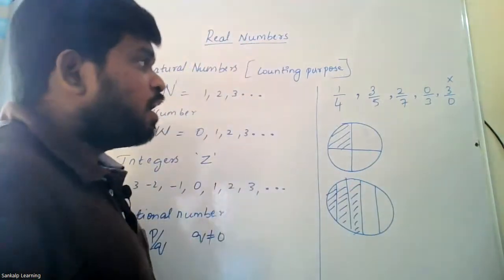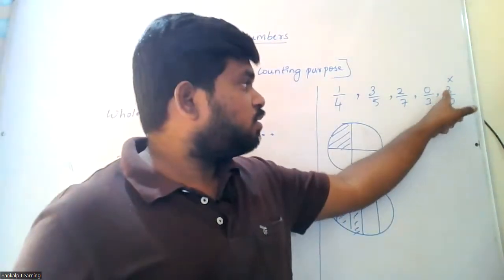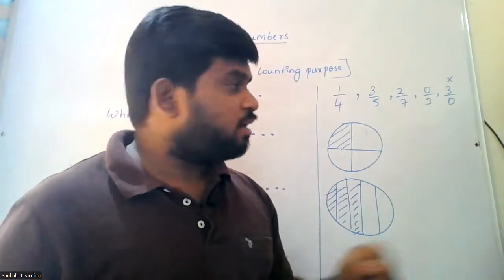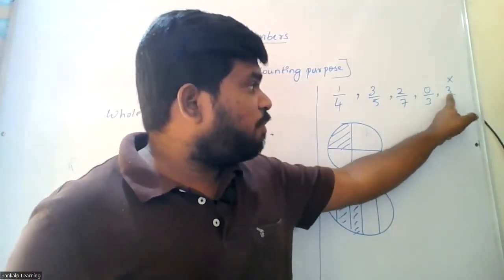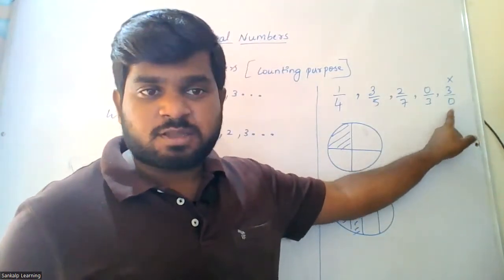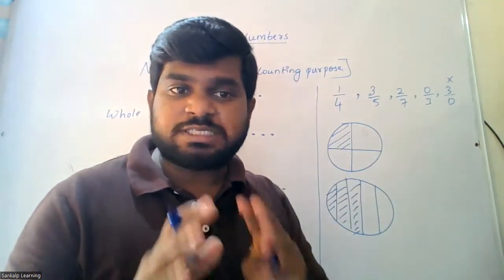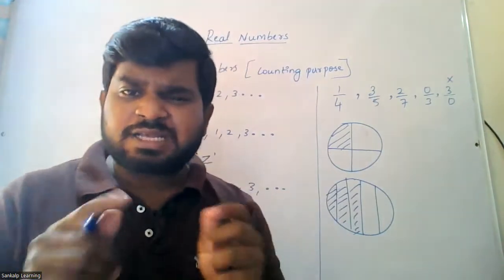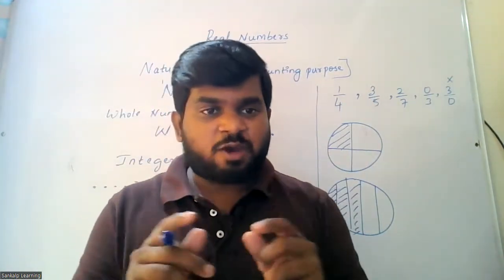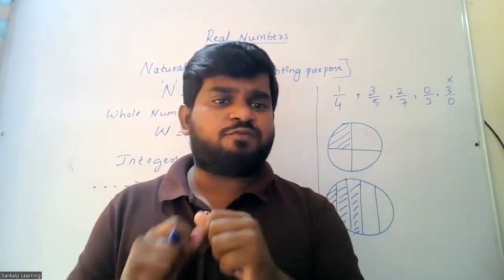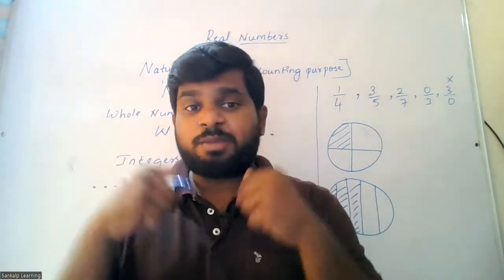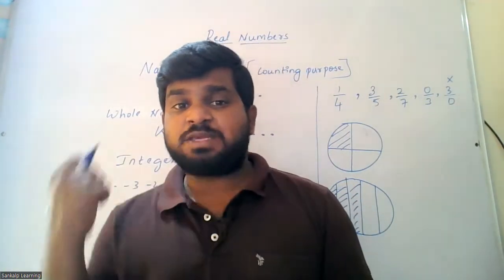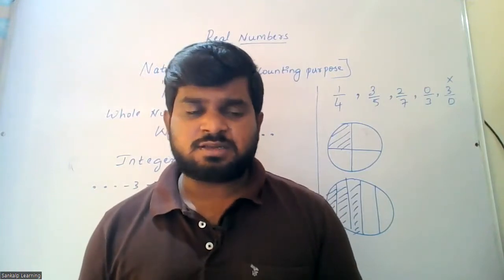Okay. Now, what about this 3 by 0? There is a cake which is divided into how many pieces? 0 pieces. The cake is divided into 0 pieces, but I am taking how many pieces out of it? 3 pieces. Does it make sense? The cake or the apple is divided into 0 pieces. We have not at all divided it. But how many pieces I'm taking? I'm taking 3 pieces out of it. Does it make sense? No.